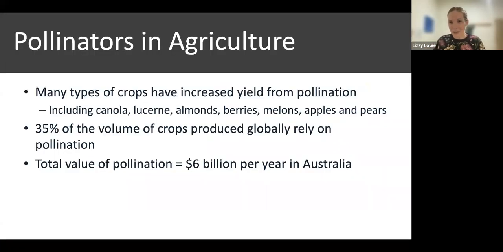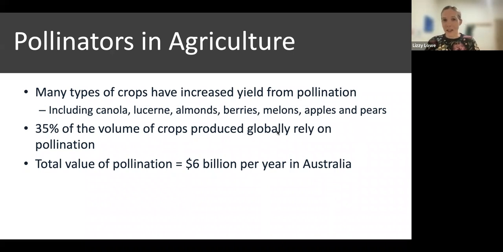When we look at pollination in agriculture, it's obviously a fundamental part of quite a lot of the crops. Less of a big deal in broad acre cropping, but also very, very important for the hort industry. And there are lots of different types of crops which either have just an increased yield or actually completely rely on pollination, such as canola can actually have an increased yield, lucerne to a lesser extent, but also things like almonds, some berries, melons and apples, they really rely on this pollination service.